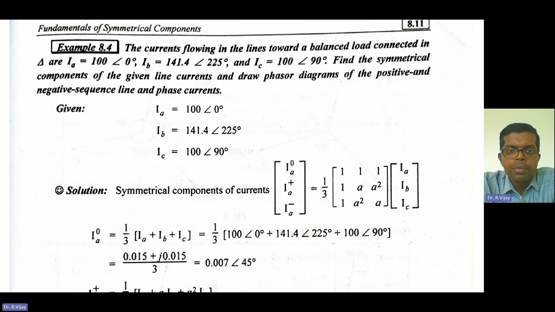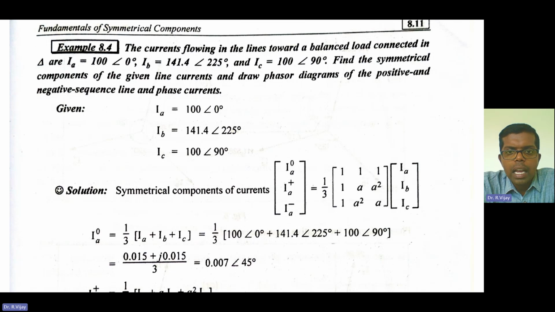Take down this problem. The current flowing in the line towards a balanced load connected in delta are: IA is equal to 100 at the angle of 0 degree, IB is equal to 141.4 at the angle of 225 degree, and IC is equal to 100 at the angle of 90 degree. Find the symmetrical components of the given line currents and draw the phasor diagrams of the positive and negative sequence line and phase currents.